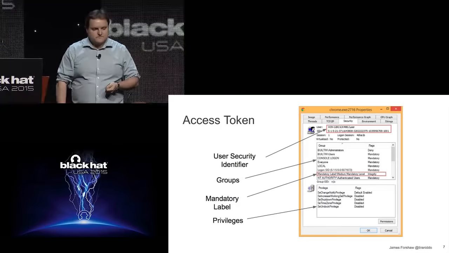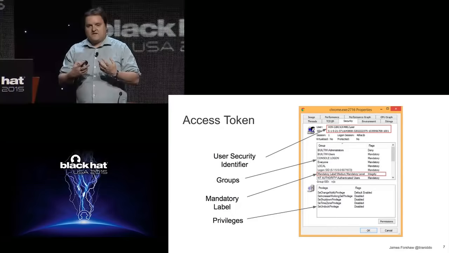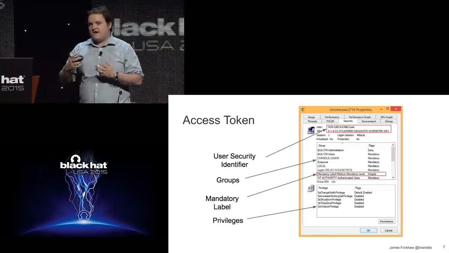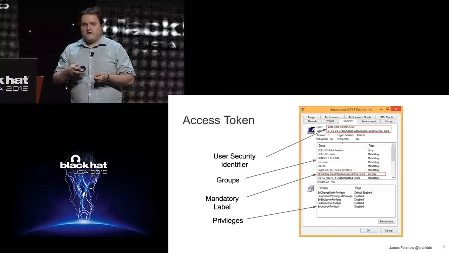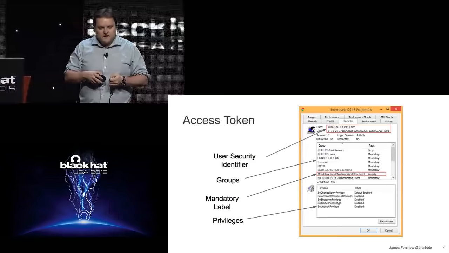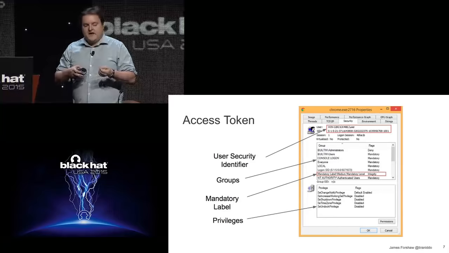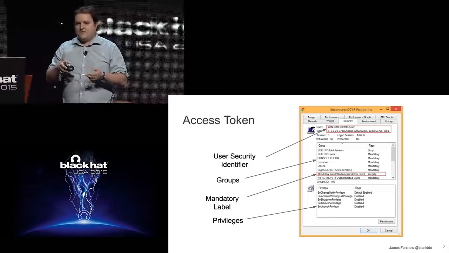Now, the access token is actually a pretty complicated structure. If you think of a traditional Unix system, you may have had user IDs or group IDs, just simple numeric values. But the access token in Windows uses something called the security identifier, or SID, which is a more complicated structure. This is the S with multiple numbers after it. Now, it also contains things like your groups. So you have your user, it has your groups. It has your mandatory label. This is your integrity level. And it also has privileges, which I'll go into briefly at the end because it has important consequences elsewhere.